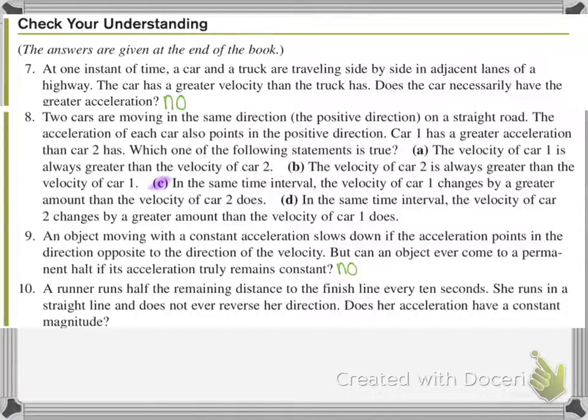Now for question 10, a runner runs half the remaining distance to the finish line every 10 seconds. She runs in a straight line and does not ever reverse her direction. Does her acceleration have a constant magnitude?